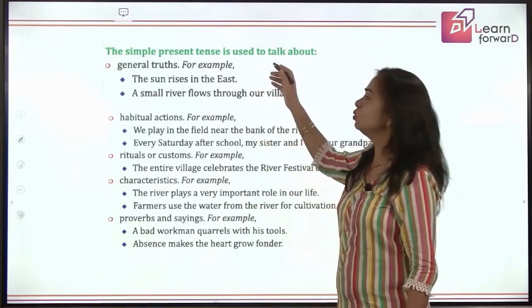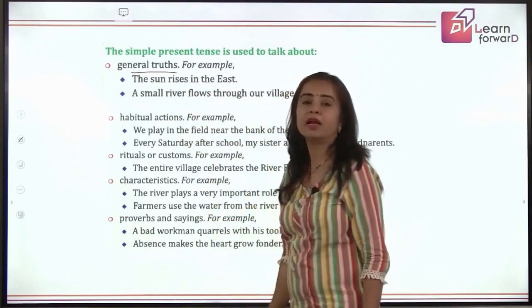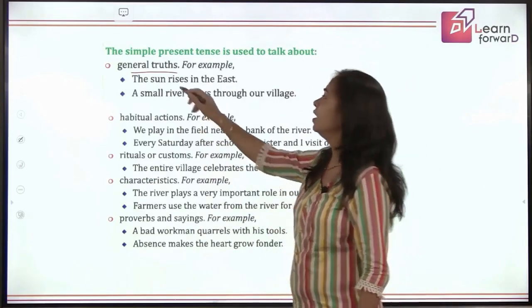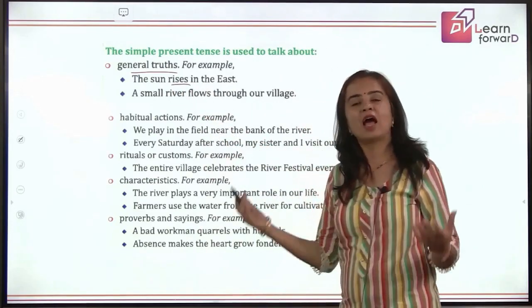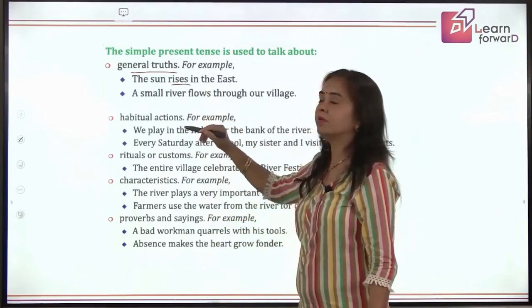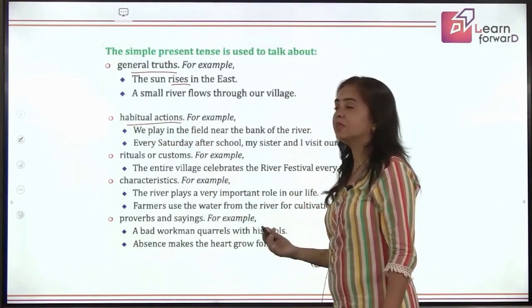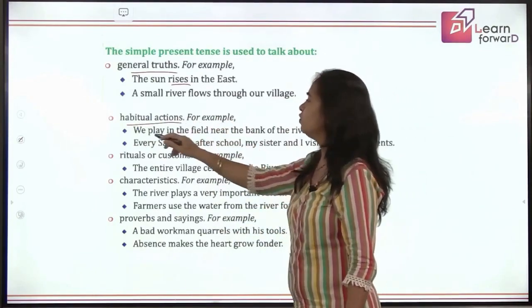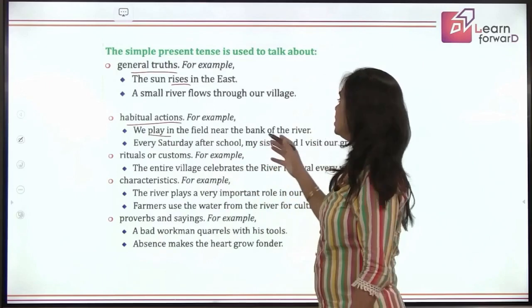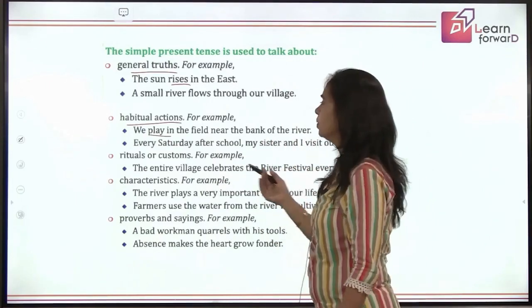What are the uses now? The first use is when we talk about the general truths, that means the universal truths, like the sun rises in the east and it happens everywhere in the universe. So we are using here simple present tense. When we talk about habitual actions, about habits, we use simple present tense. We play in the field near the bank of the river. So we are in a habit. So we are using here simple present tense.